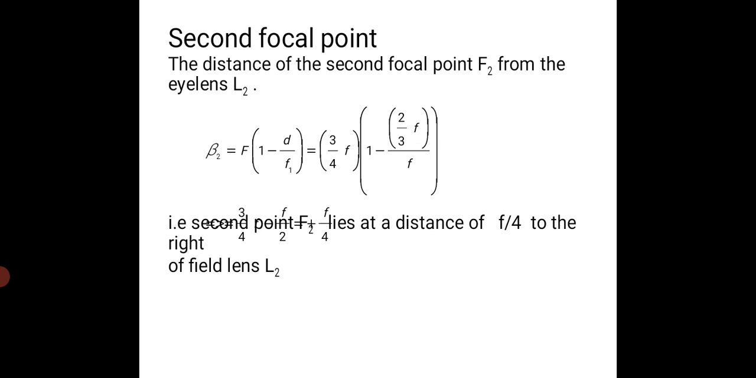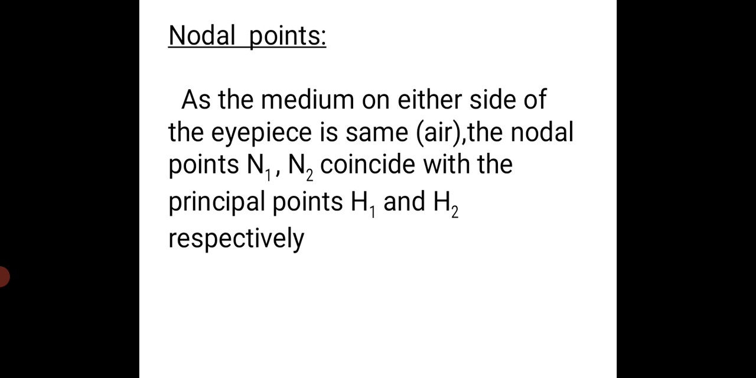For the second focal point f2 from the eye lens L2, beta 2 is equal to f into bracket 1 minus d by f1, and we will get the value beta 2 is equal to plus f by 4. That is, the second focal point f2 lies at a distance f by 4 to the right of the eye lens L2.